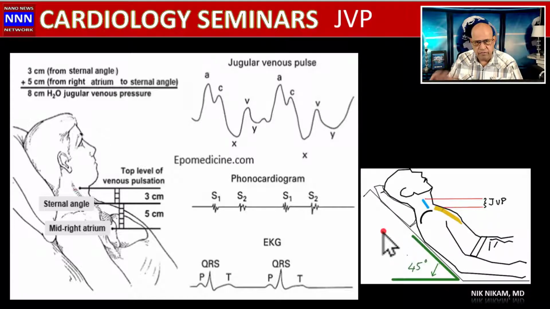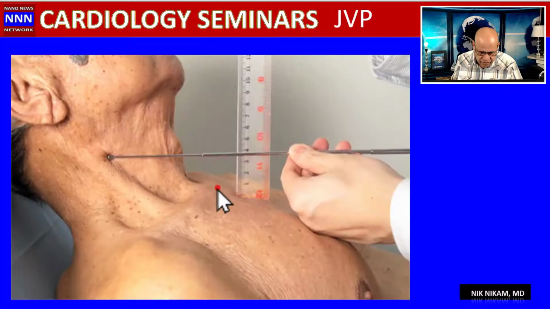We talked about the waveform, which is the pulse, then this is the pressure. Here is the junction of the manubrium and the body of the sternum. You put the patient at a 45-degree angle, then you draw a horizontal line from the top of the venous pulse and see how many centimeters. This is close to 4 centimeters, which means there is a slight increase in jugular venous pressure.